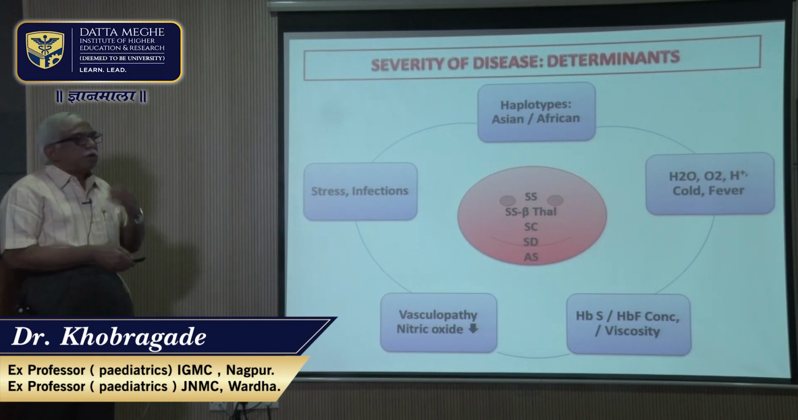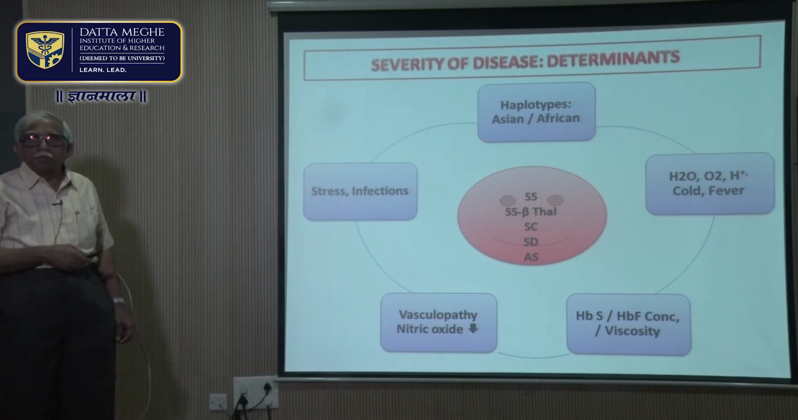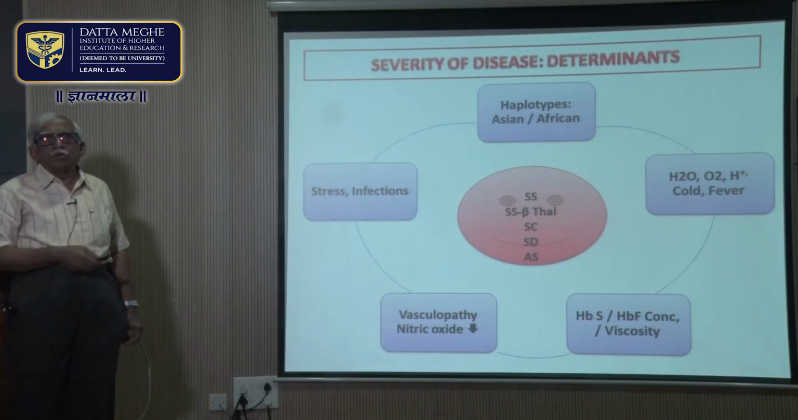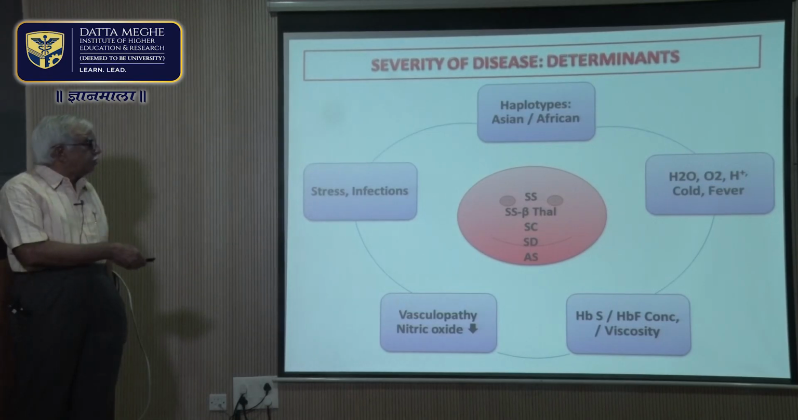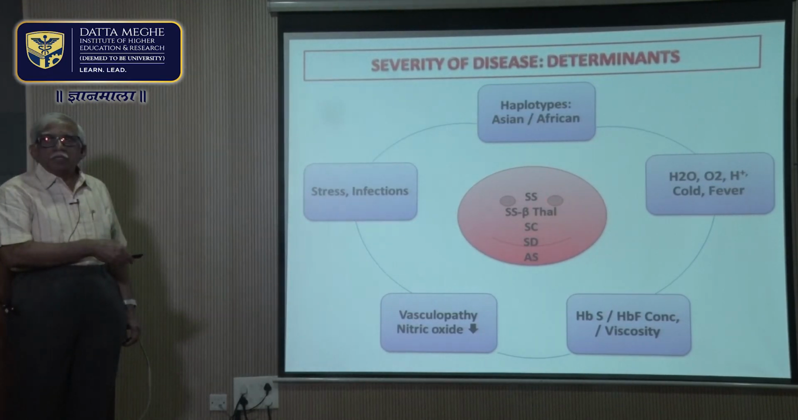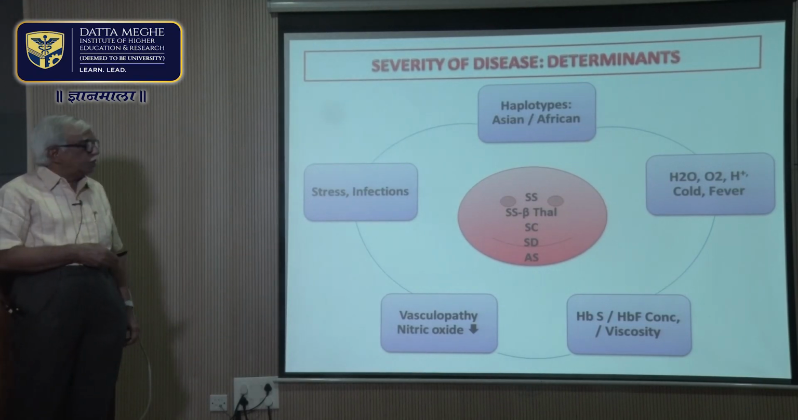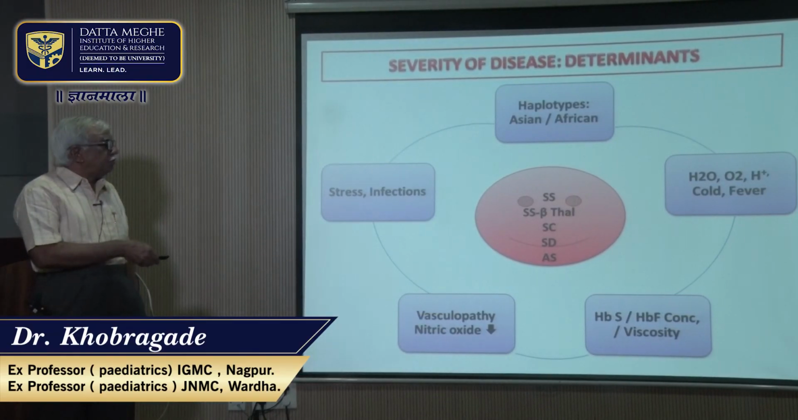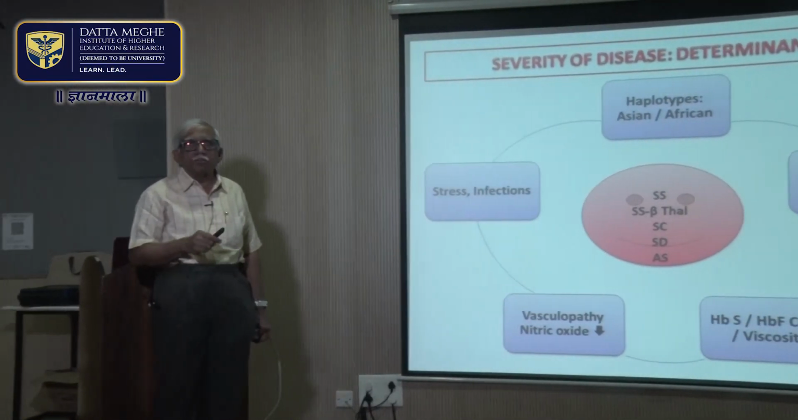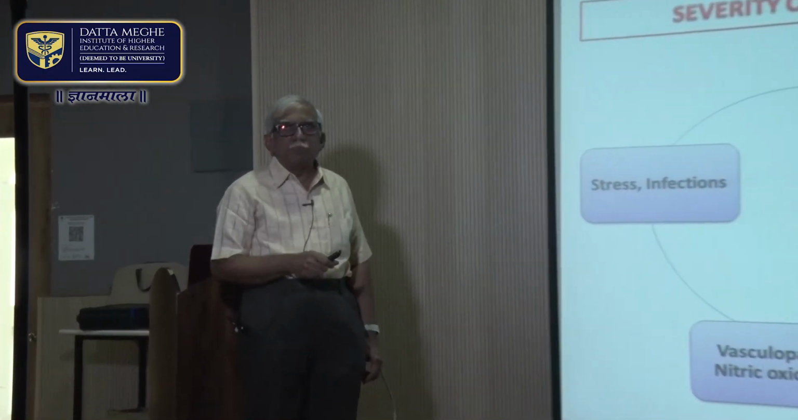Now, what decides the severity of the disease? Because the more severe the disease, the more the morbidity and the more the risk of death. First of all, starting from the type of hemoglobin, the SS, sickle cell homozygous, what is called sickle cell anemia, has the highest severity. Then comes sickle cell with beta thalassemia. Beta thalassemia has some amount of fetal hemoglobin, so it protects the hemoglobin from undergoing deoxygenation and therefore the development of a sickling phenomenon.